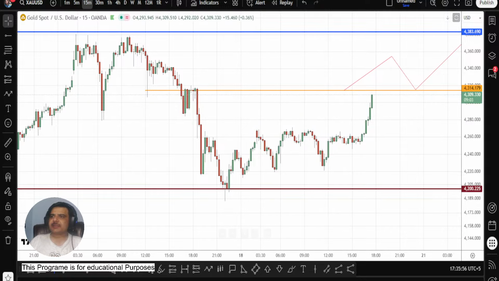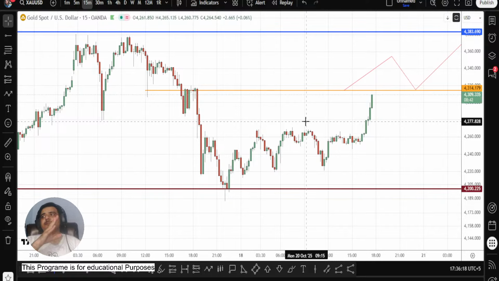Did you complete the likes? Will it reverse from 43.05? See, the thing is, potentially it can reverse, but with guarantee I cannot tell anything.